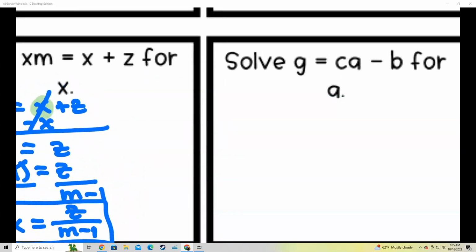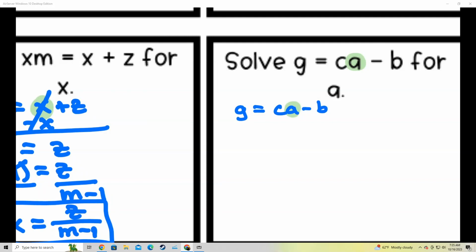All right, this one's way easier. I'm solving this one for a. Let me go ahead and rewrite this again. And actually, let me make my writing a little bit thinner, just because I think it's too bubbly right now. I got g equals ca minus b, and I'm trying to solve for a.